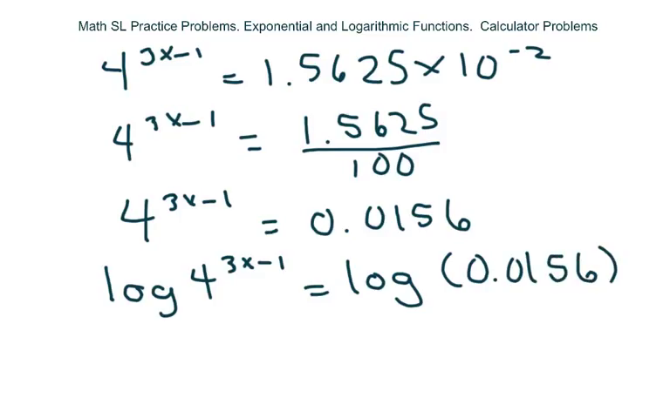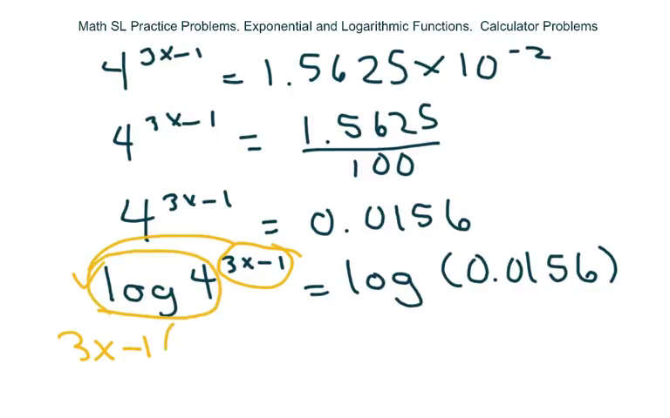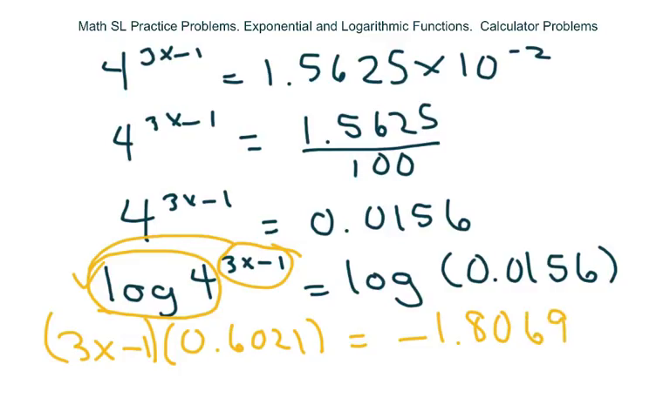And then I use the power property and move this in front here. I went ahead and calculated that with the calculator, and that was 0.6021. And I used the calculator on that, and I got negative 1.8069. You're welcome to do that in the calculator if you want.